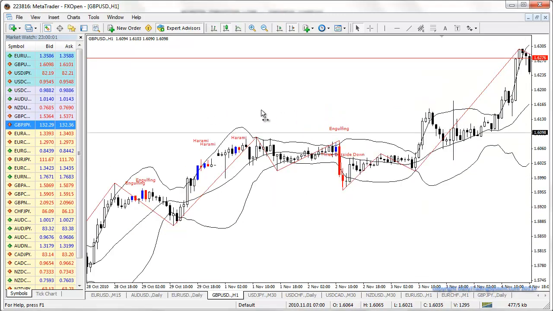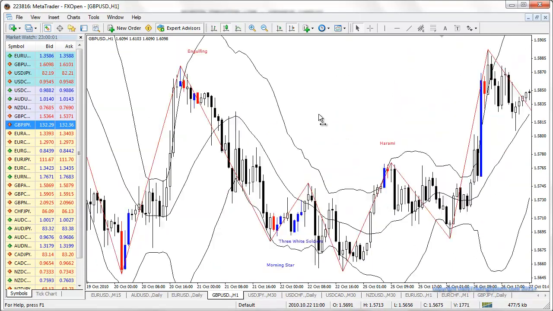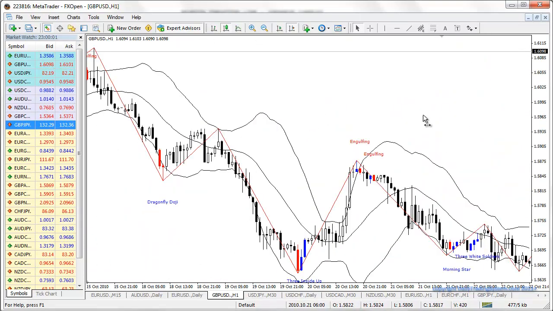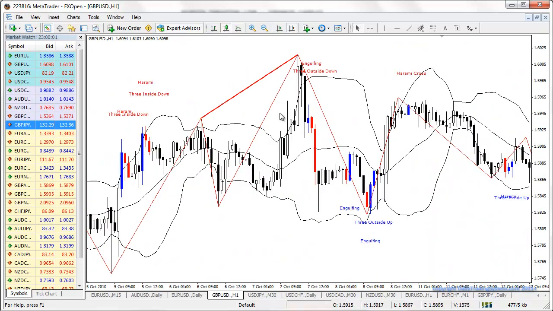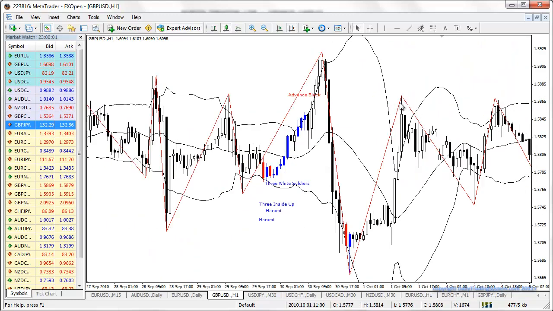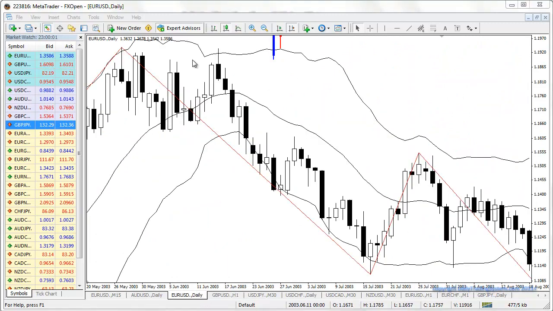Alright, so that's that one. Let's see if we can find some more. See if we can find one that actually looks bang on perfect. Right, let me just pause for a moment and look at some other currency pairs to see if we can see some more examples. Okay, here is one on the daily.